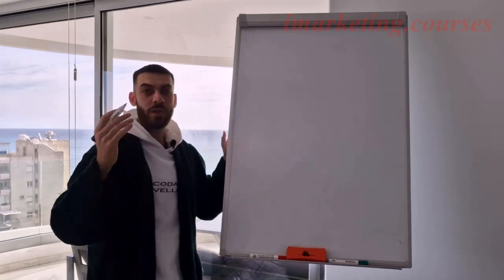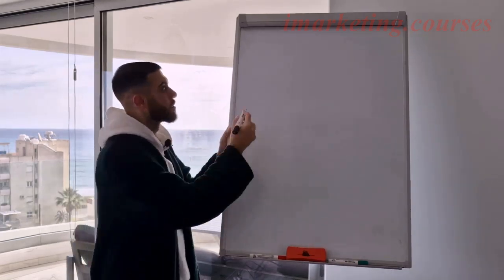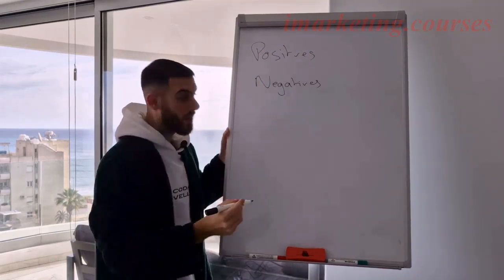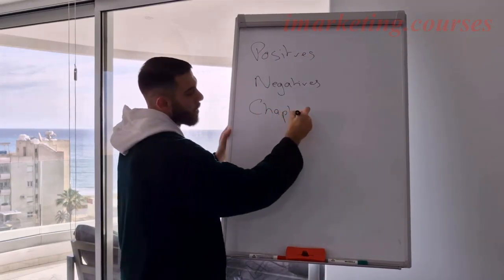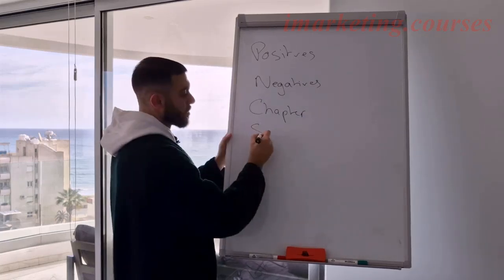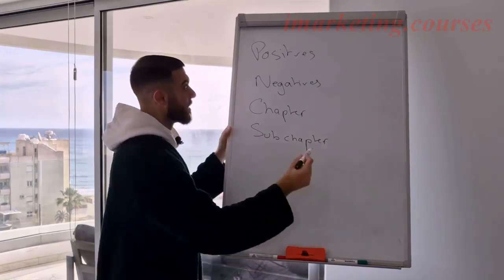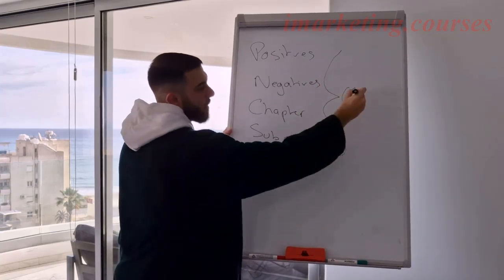Okay, so by now you should have an idea of what your book is going to look like, because you found the positives of your competitors, you found the negatives, you looked at their chapter titles, so you know what you're going to talk about in your book. You looked at the sub-chapters, so you know exactly what you're going to talk about in your book. All that's left now is to take all of these and put them in an outline.